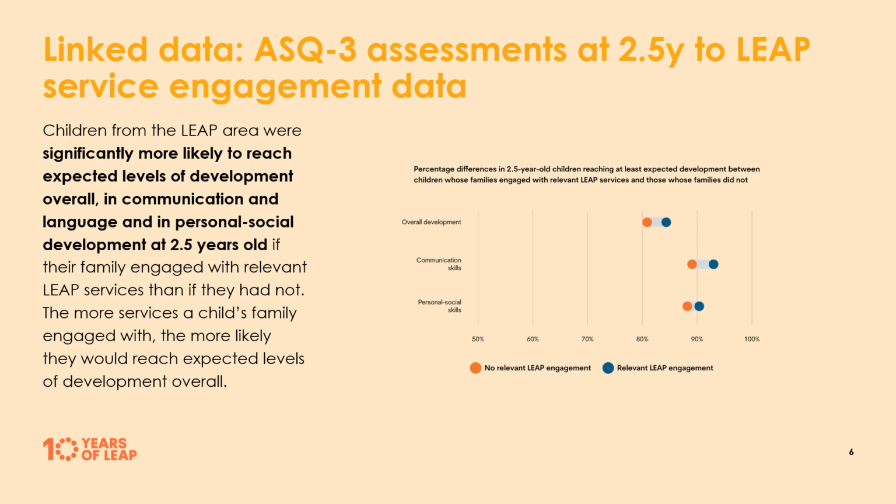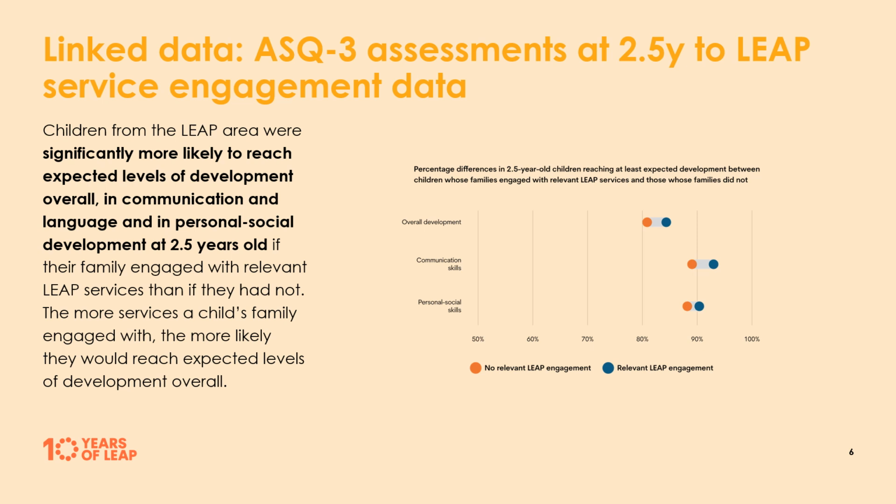So, what we found. We did a lot of analysis, but I will focus on the main findings from statistical analysis of the linked data here. We ended up with a final linked dataset of over 1,800 children, and from this found that children from the LEAP area were significantly more likely to reach expected levels of development at 2.5 if their family engaged with relevant LEAP services than if they had not.